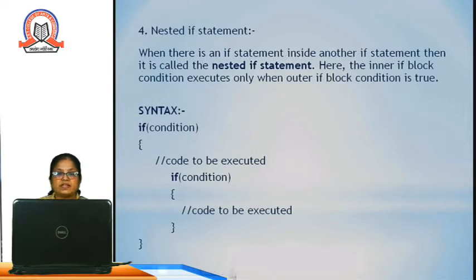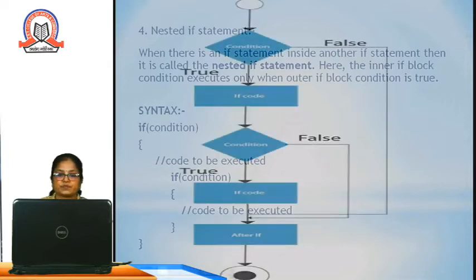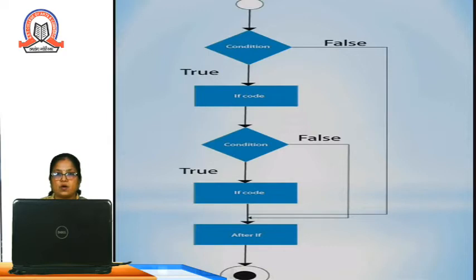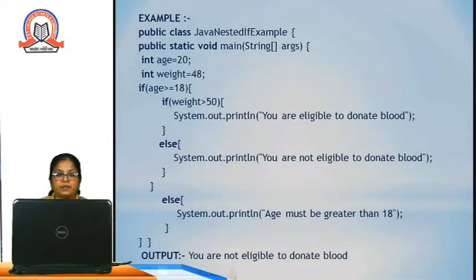Now the last one is the nested if statement. When there is an if statement inside another if statement, then it is called the nested if statement. Here the inner if block condition executes only when the outer if block condition is true. This is the flow chart of the nested if statement. Now we'll take an example.